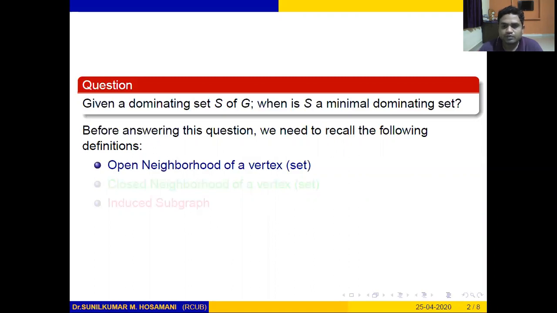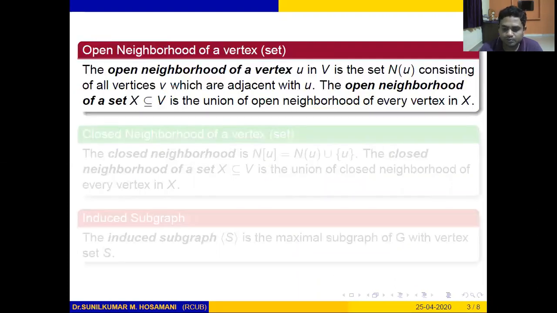That is, open neighborhood of a vertex, closed neighborhood of a vertex, and induced subgraph. Let us look at the definition of the open neighborhood of a vertex. In any given graph G, let u be any vertex. The open neighborhood of u is the collection of vertices which are adjacent to u. Similarly, the open neighborhood of a set X is the union of the open neighborhoods of every vertex in the set X.